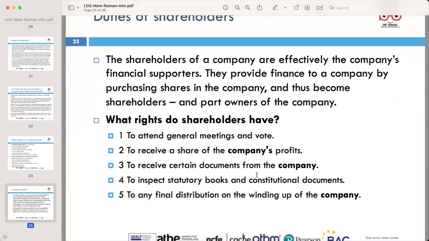Duties of shareholders also play a very important role, as shareholders are the financial supporters of a company. Their rights include attending general meetings and voting, receiving a share of the company's profits, obtaining specific documents, inspecting statutory books, and claiming a final distribution in the event of the company's winding up. The main duty of shareholders is to pass resolutions at general meetings, exercising ultimate control over the company and its management.